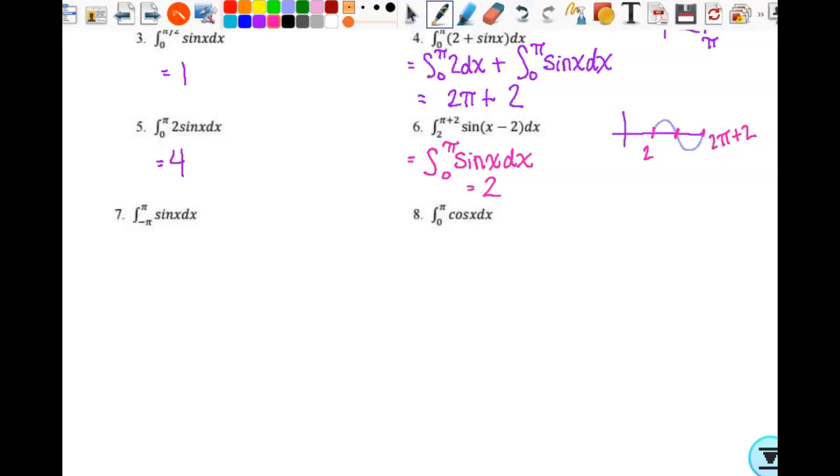All right. Negative pi to pi. 0, because your function looks like this, and this goes from 0 to pi. This would be negative pi, and those just zero out, and it's 0.